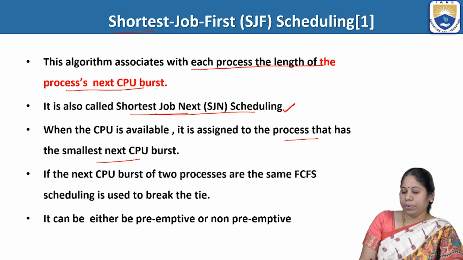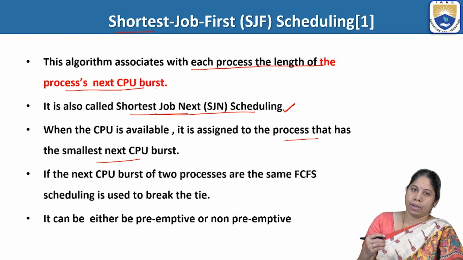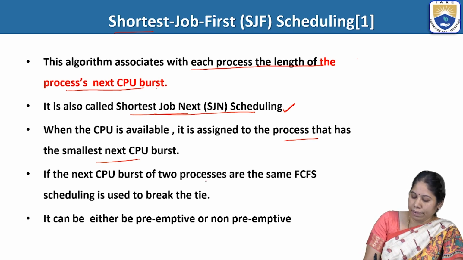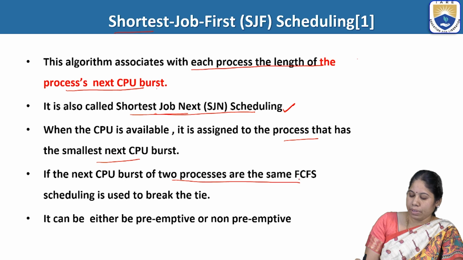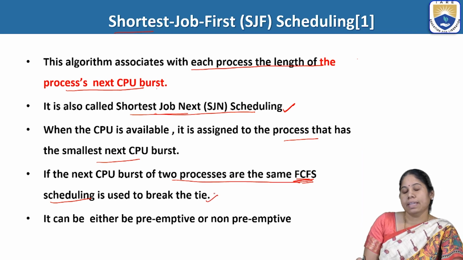Okay. If two processes have the same next CPU burst, then who will get the processor? Who will get the CPU? At that time, it will apply the first come first serve scheduling algorithm. If two processes are the same, then FCFS scheduling is used to break the tie. Whoever comes first, that process will get the processor.